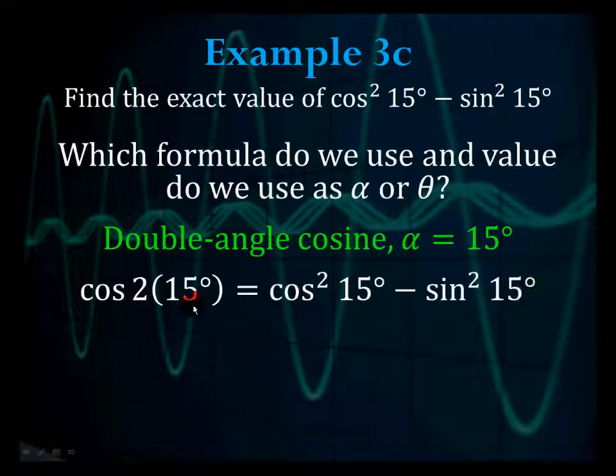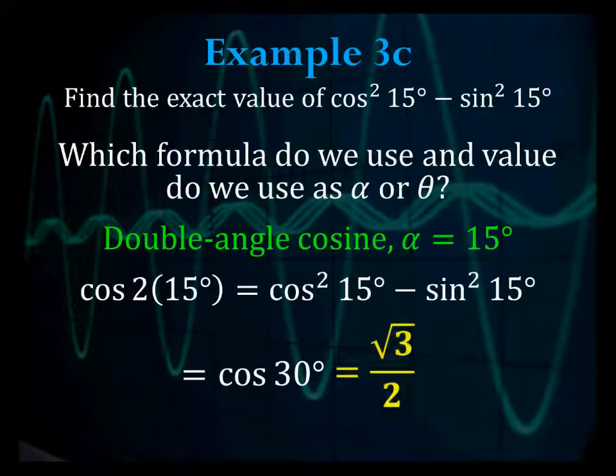So, we don't need this side anymore. Well, let's focus on this side. Cosine of 2 times 15 degrees is equal to the cosine of 30, which is equal to radical 3 over 2. And that's how you do example 3c. So you can use the half and double angle formulas as a way to derive the exact values of angles using the exact values of angles of multiples of 30 or 45 degrees.